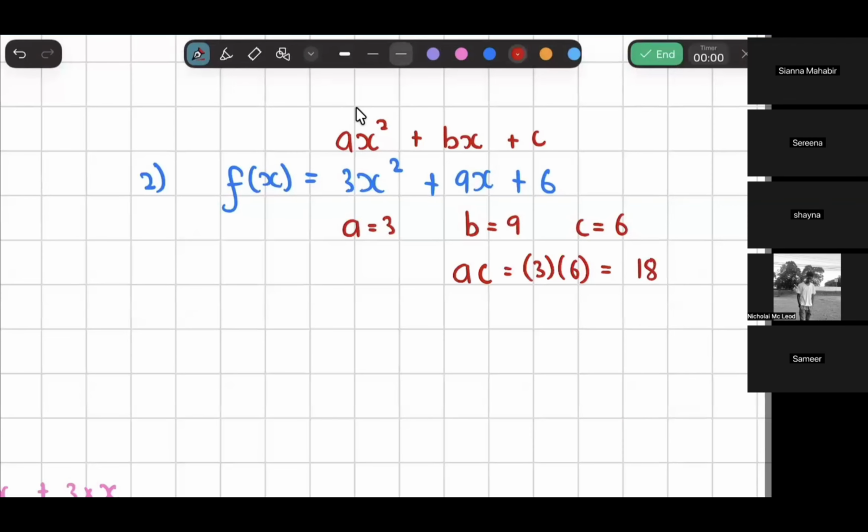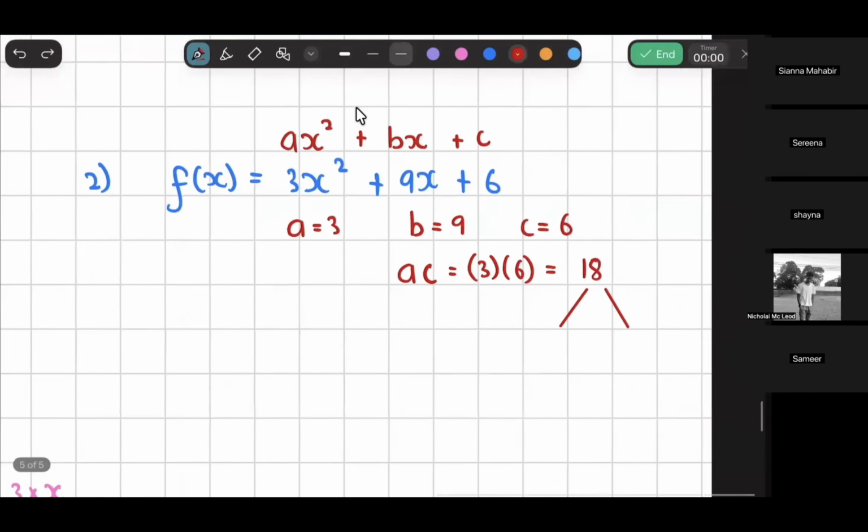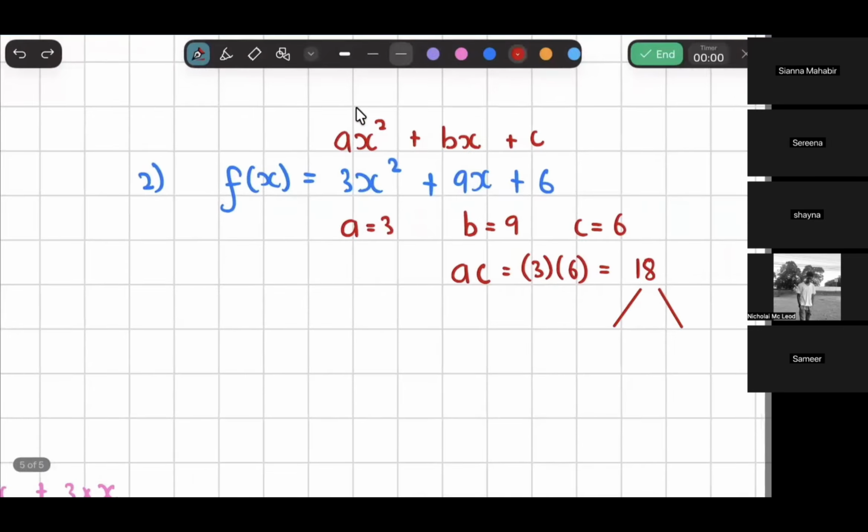18. Right? Now, here's what we're going to do. We're going to try to figure out two numbers that would multiply to give 18 and add to give me the middle term, which is 9. That's what we want to figure out. So think to yourself, what two numbers would multiply to give 18 and add to give 9?